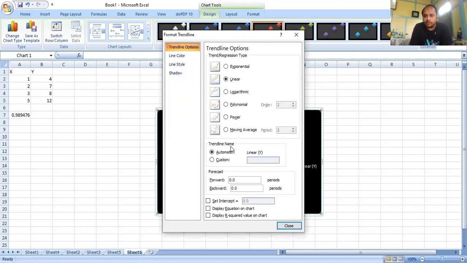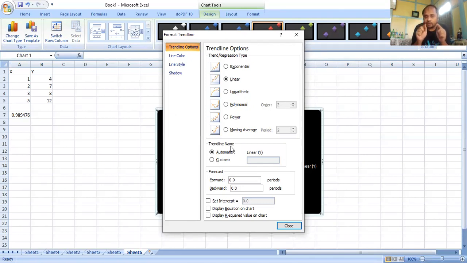Then this particular window will emerge. This window gives me the trendline options and some other forms of curves: exponential curve, logarithmic curve, we can fit a polynomial curve also, and so on. What do we need right now? Right now, we have the set of values. We have capital X as our input variable, capital Y as our response variable, and we want to find the linear relationship between them, because we know a linear relationship exists between them.